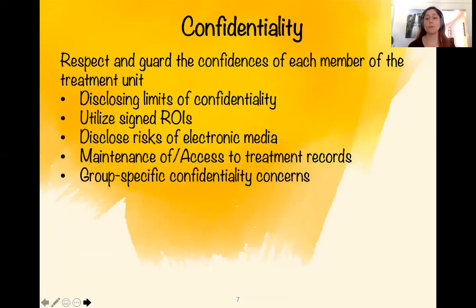Confidentiality. Probably one of the first things you learn about therapy in your graduate education is confidentiality. So there's definitely something about confidentiality in all of the codes. Things that fall under this would be getting a signed release of information if you're going to breach confidentiality, disclosing risks of electronic media like telehealth, which is especially relevant nowadays, and how you go about navigating access to records, either by the client or by others.